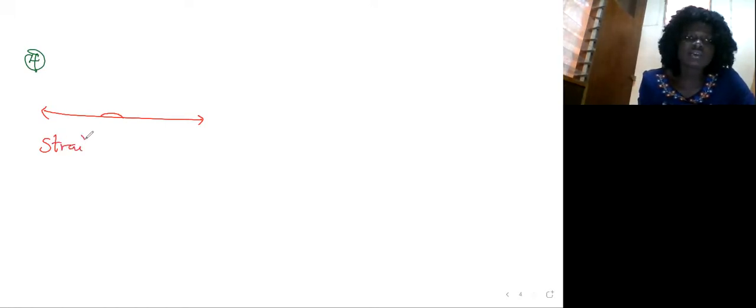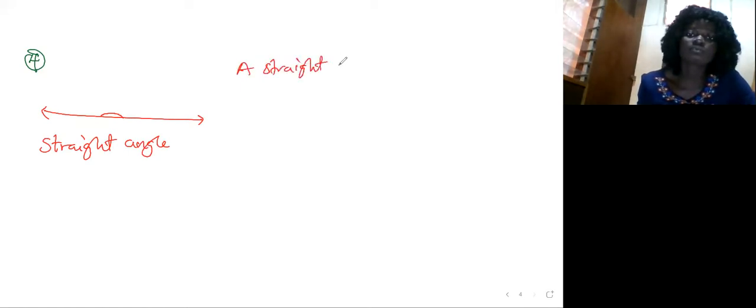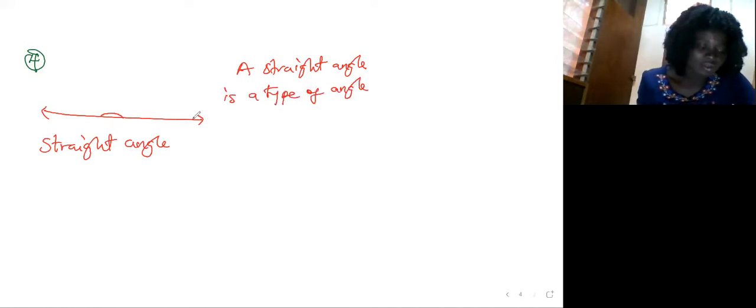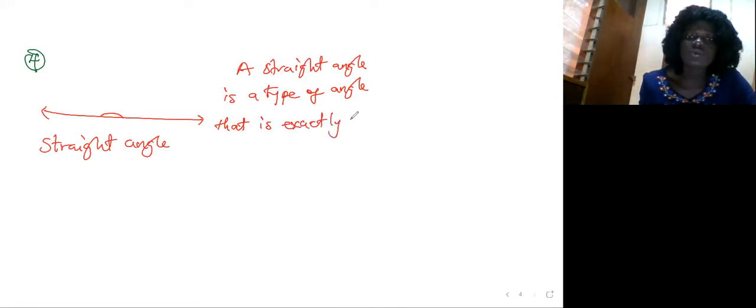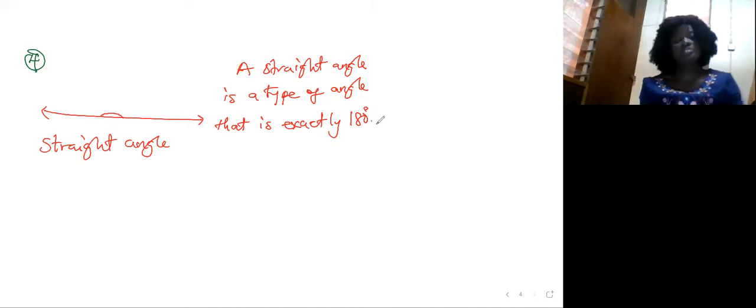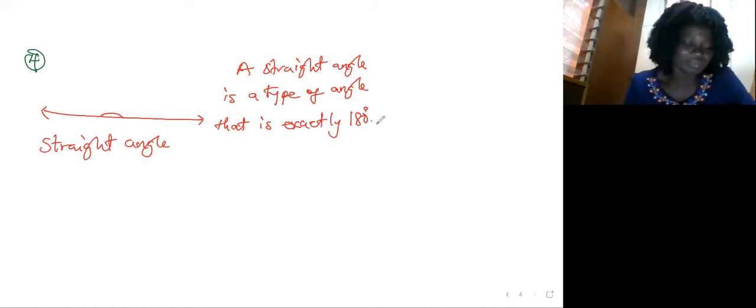So a straight angle. So as I said already, a straight angle is a type of angle that is exactly 180 degrees. That is exactly 180 degrees. Okay, so I believe you are following.